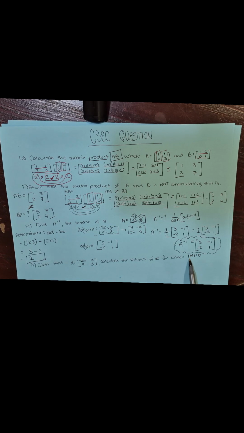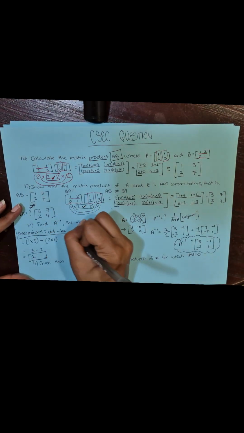The last part for this question: given that M equals 2x, 2, 9, 3, calculate the values of x for which the determinant of M is 0. This symbol also means determinant. So, how are we going to do this? They're saying the determinant of M is 0. So, how do we find the determinant? We know that the determinant is AD minus BC. So the determinant of M would be the leading diagonal, 2x times 3, minus 2 times 9.